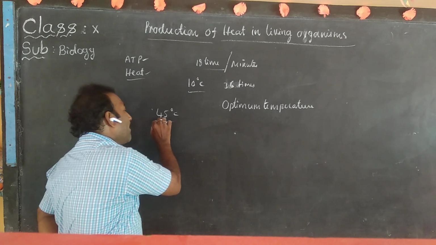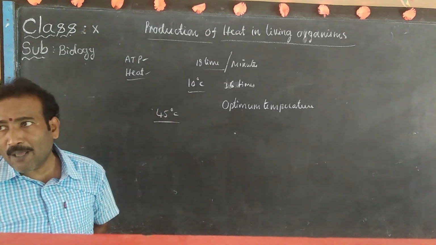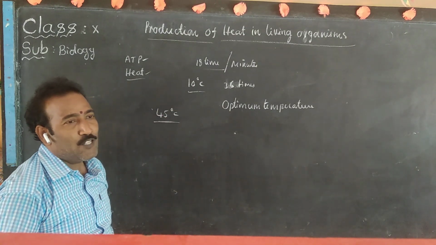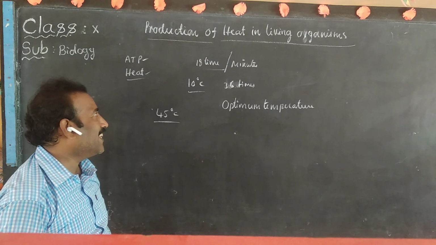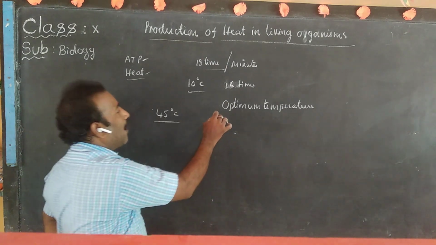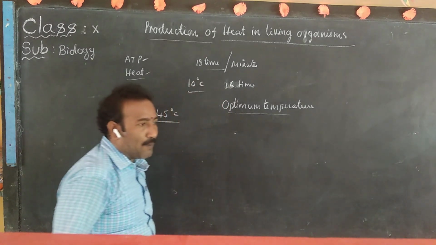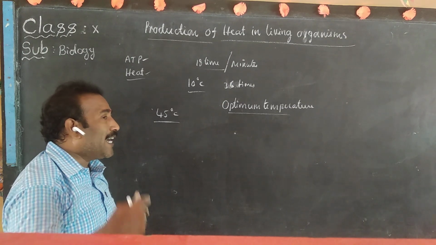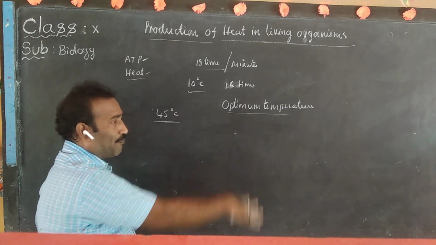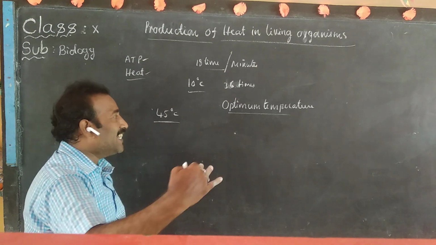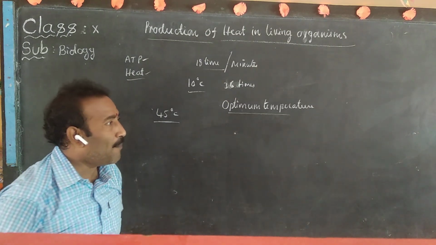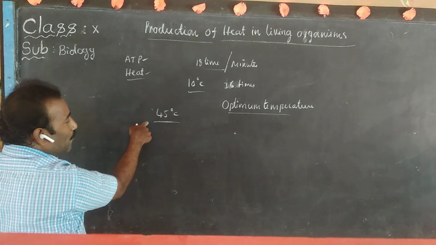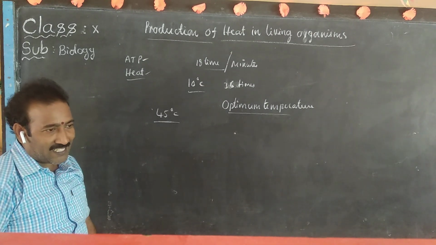So at the optimum temperature only, the rate of metabolic processes is maximum. Beyond this temperature, the rate of metabolic processes gradually decreases again. What is optimum temperature? The temperature at which the rate of metabolic processes is maximum. In the human being it is 45 degrees Celsius.